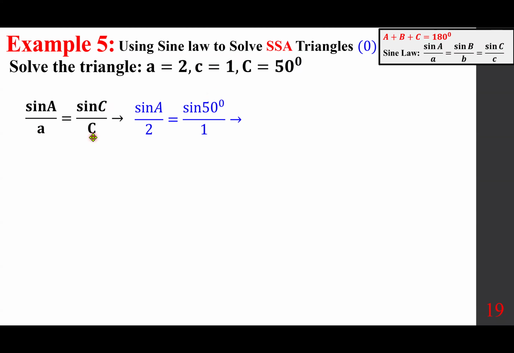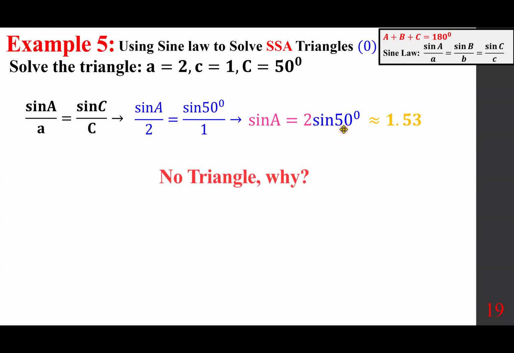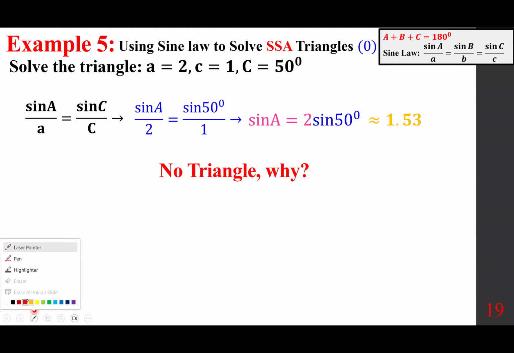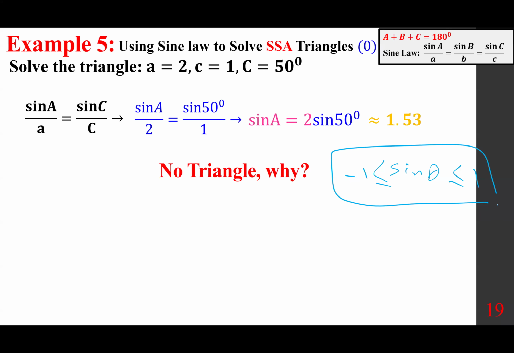Which means sine A times 1 is 2 times sine 50. So sine A is 2 times sine 50. Now, if you put this into a calculator and multiply by 2, it gives you 1.53. Can sine be larger than 1? The answer is no. So there is no triangle, because sine must be between -1 and 1, so this doesn't work.